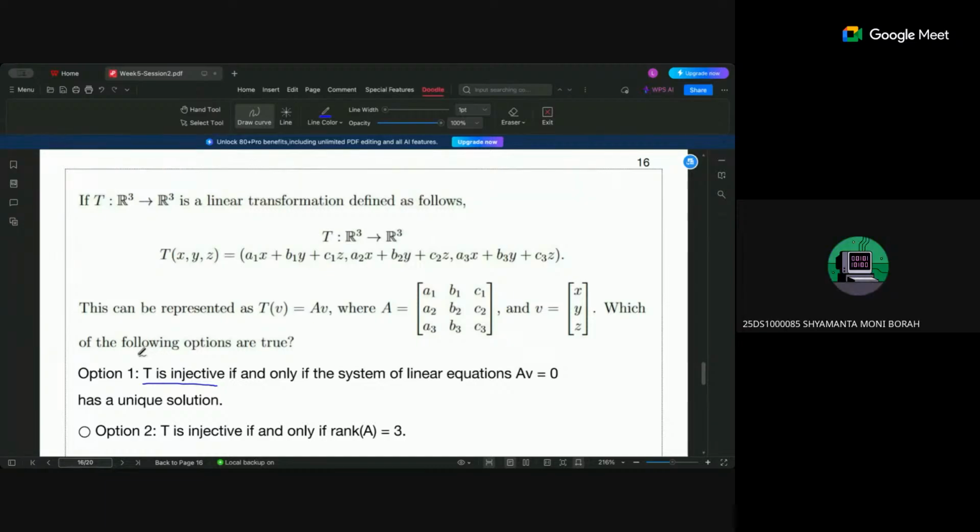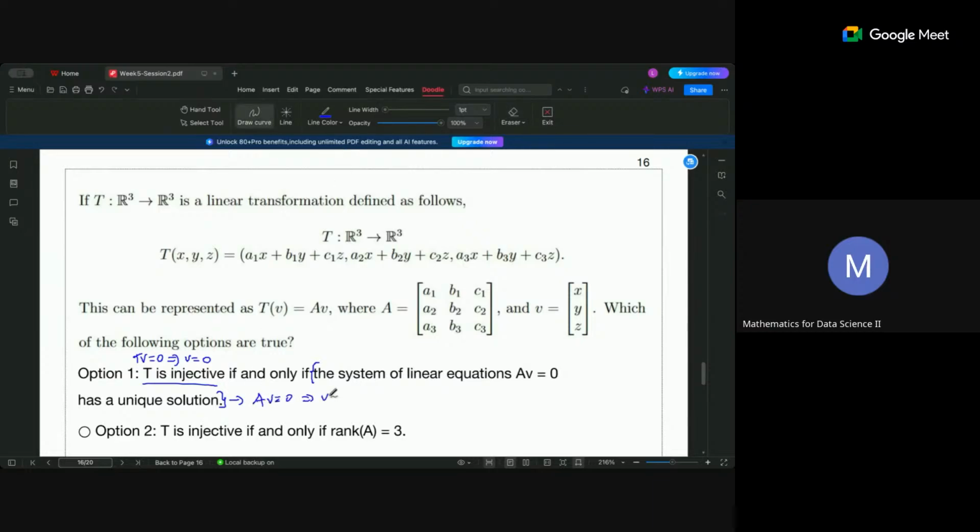T of 0 is 0. The zero vector: TV equal to 0 implies V equal to 0. Now what is the meaning of the second part? The second part is that the system of linear equations AV equal to 0 has a unique solution. This means the set of all solutions is only the zero solution. So it means that AV equal to 0 implies V is equal to 0, right?